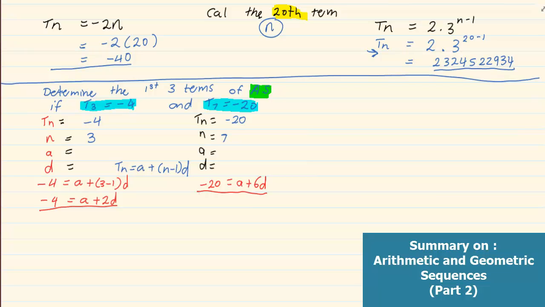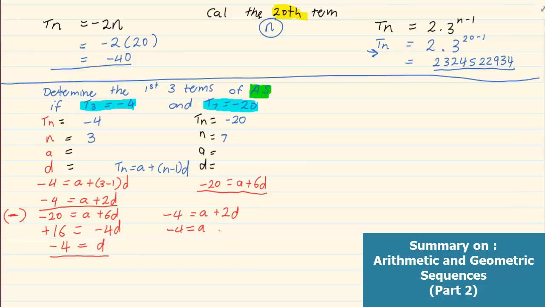Now, if we were going to do simultaneous equations, the easiest method for this section would have been through elimination. So if we take minus 4 minus minus 20, which will give us plus 16, is equal to A minus A equals 0. 2D minus 6D gives us minus 4D. So we have D is equal to minus 4. Then you take minus 4 back and you substitute to get A. So we got minus 4 is equal to A plus 2D, giving us A is equal to 4.